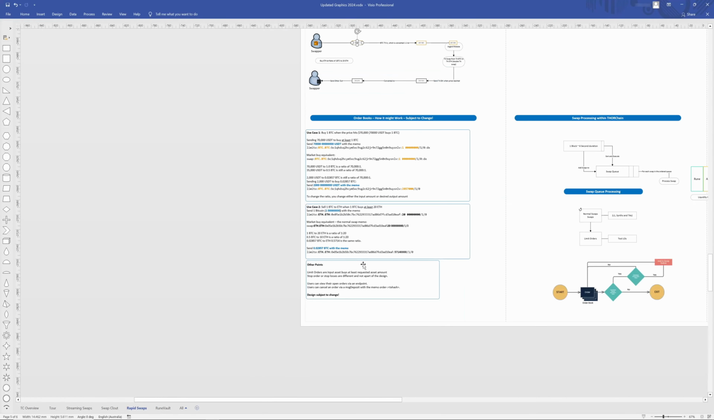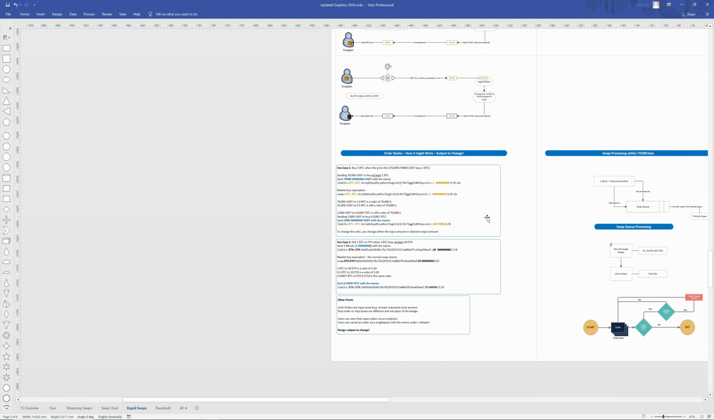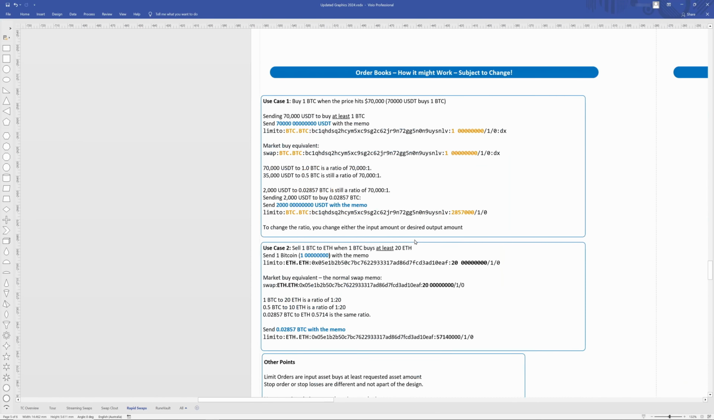So I had a couple of use cases there. When implemented, the idea is you can view your open limit orders and then you can cancel them if you want. This obviously hasn't been implemented, so it's subject to change, and it's something that would be, I think, really cool to complete the spot trading component of THORChain. So then you could not only do a market order, but also you could do a limit order.